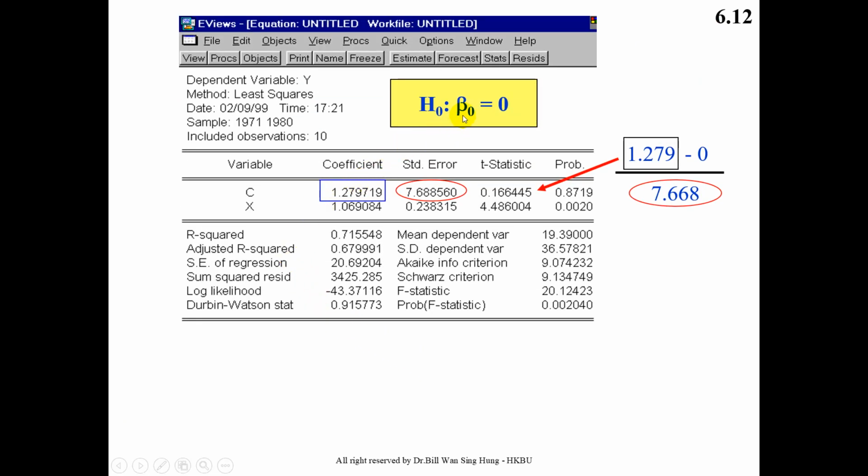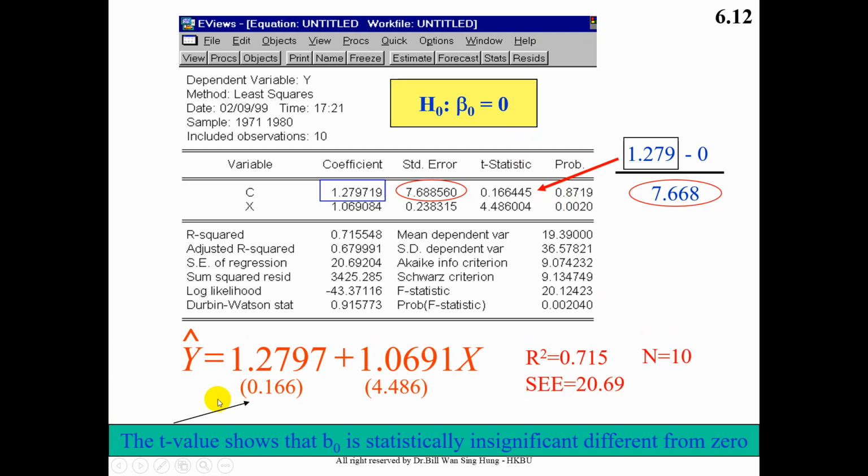We test the hypothesis that beta naught is equal to 0. So we will test this with the help of this t-test. If this t-test p value is less than 0.05, then we will reject that beta naught is equal to 0. But if the p value is greater than 0.05, then we will fail to reject this. So in this case, we will fail to reject that beta naught is equal to 0. So we have this equation, and the t value shows that beta naught is statistically insignificant, not different from 0.